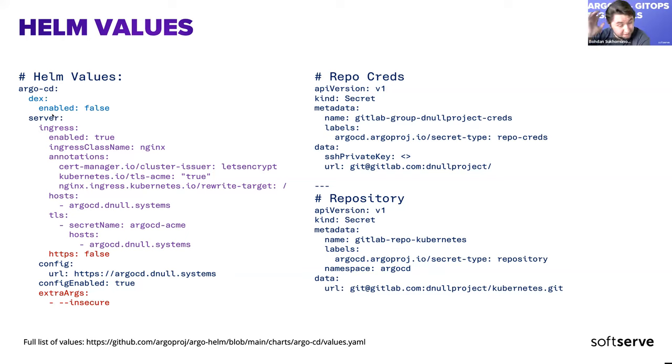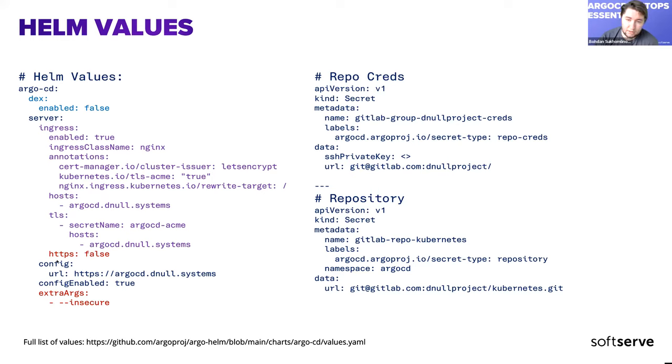Argo CD itself consists of a few things. For example, it consists of Dex, which is for single sign-on, but we don't use it. We will use our local accounts, so we will disable it. For the server, we are using Ingress with ingress class name nginx and other stuff. Like why it has HTTPS false and extra args insecure: by default, the Argo server itself uses HTTPS, but we don't want it in this demo, at least, because we have SSL termination at our Nginx ingress, so we are just disabling it there.